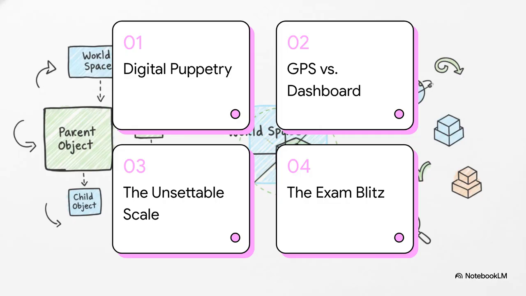So here's our game plan for this study session. First, we're going to become digital puppeteers, figuring out how to link objects together. Then we'll dive into what I like to call GPS versus dashboard coordinates. Trust me, it makes sense. After that, we'll cover a really common exam trap involving scale, and finally, we'll hit the exam blitz to make sure all this knowledge is locked in.